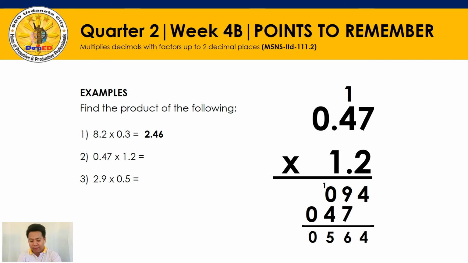Now, because we are multiplying decimals, we must count again the numbers to the right of the decimal points. We have a decimal point in 0.47, and we also have one in 1.2. By that, we have 3 numbers to the right of the decimal points of 0.47 and 1.2, which are 4, 7, and 2. And the final answer should be the same. So the final answer is 0 and 564 thousandths.